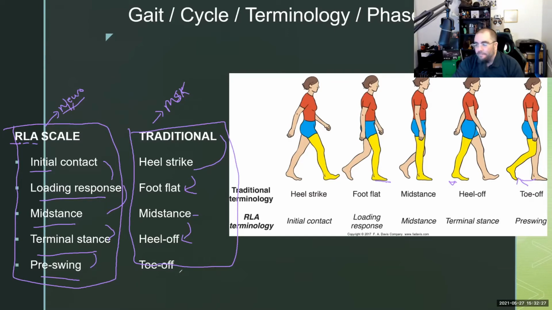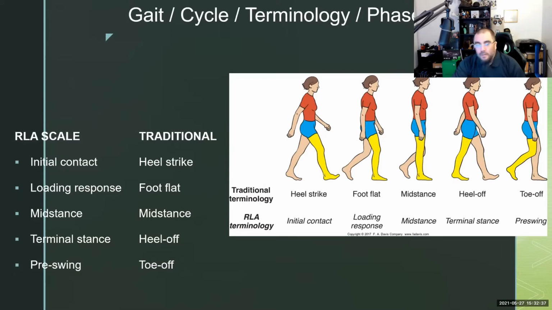Yes. Yeah? Okay, good. Now for me, for whatever reason, this made sense. RLA makes sense to me. And I think it's because I like big words and it makes me feel smart. But when you're looking at it, it's the same thing, right? An initial contact would be when my foot first touches the ground. A loading response is when I'm putting most of my weight down through that leg. Good news is mid stance on both of them is the same.